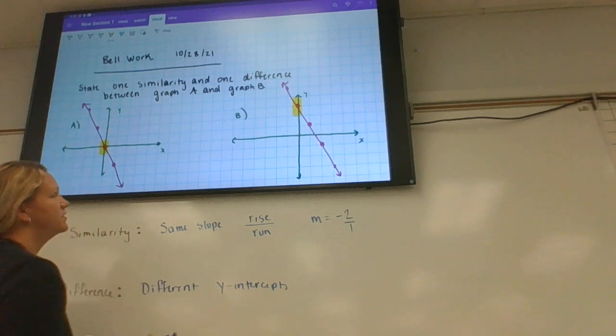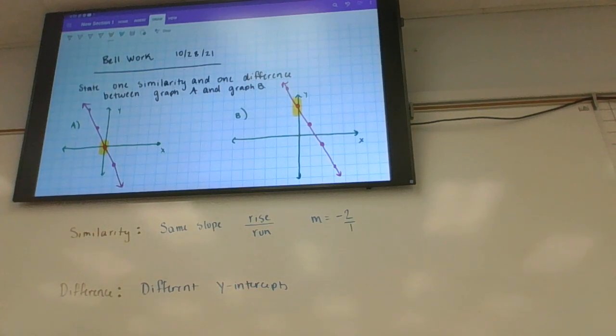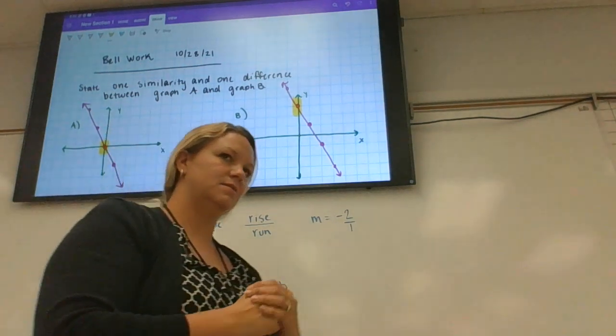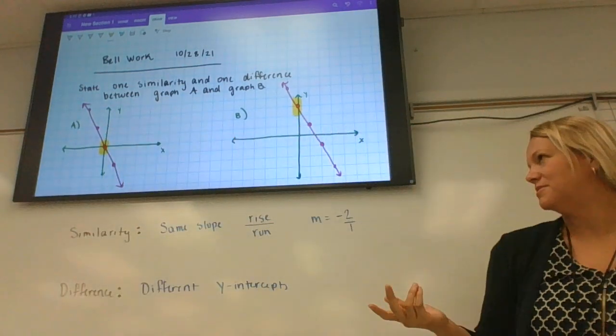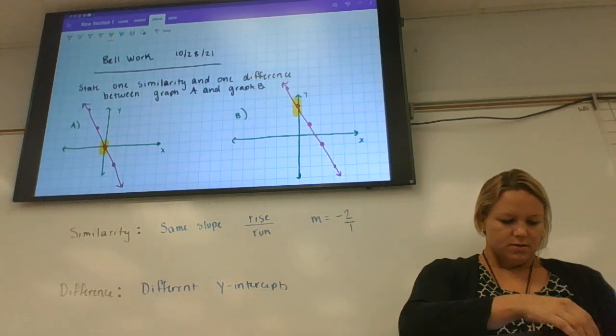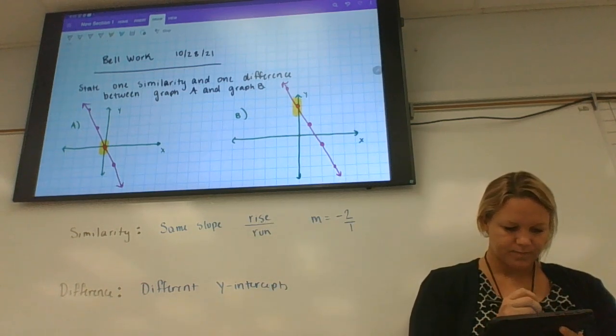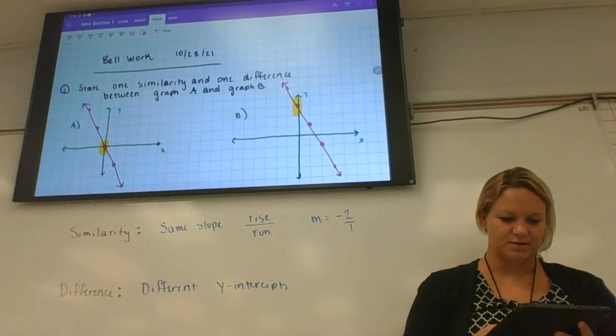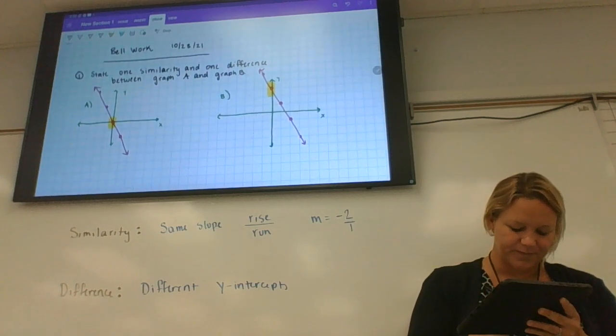I guess they also have different x-intercepts. Different intercepts in general. Okay, so that's the main. You could have maybe said something else. You guys are coming up with really creative answers. I should have called this number 1 because I'm going to make it number 2 right now.